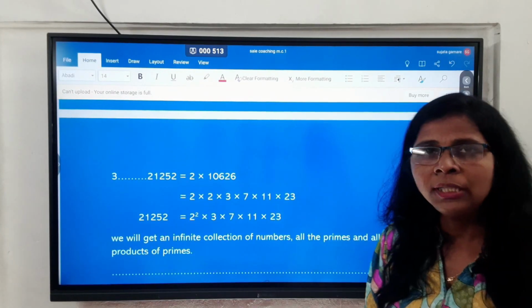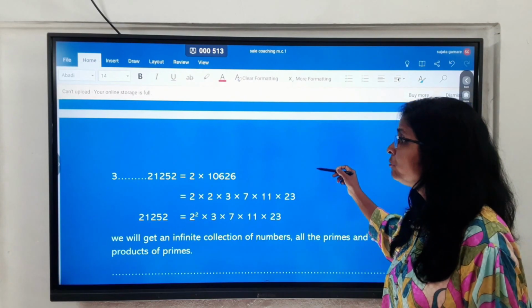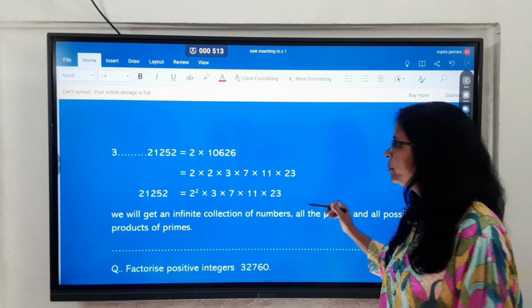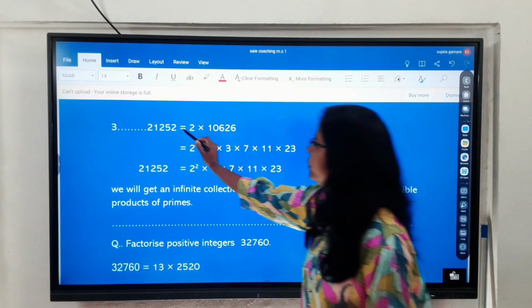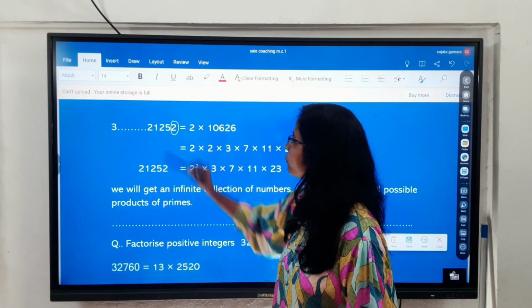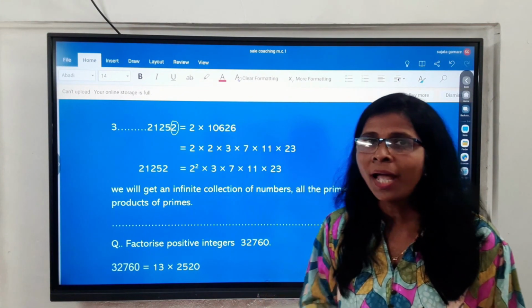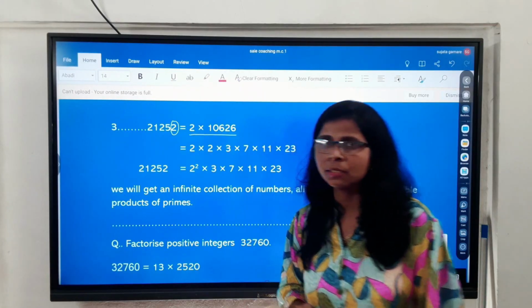Now students, take the third example, which is the biggest number, 21,252. Now see the unit place number. Here the unit place number is 2. So this number is divisible by 2. So I get the factor 2 multiplied by 10,626.